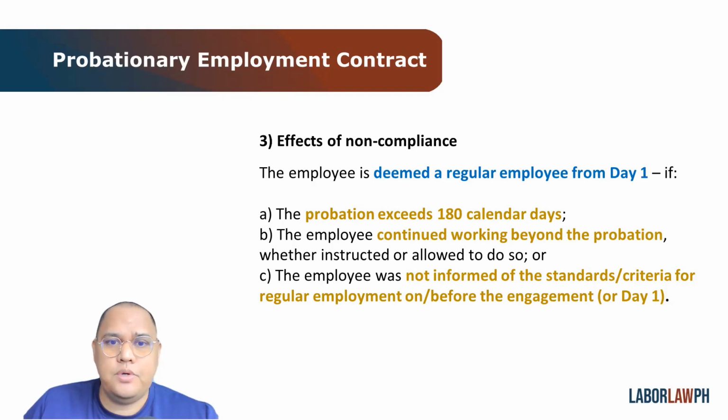Okay. In these situations, number one, the probation exceeds 180 calendar days. That's why it's very critical, again, that you should stop a probationary employee from continuing his or her work after the probationary period. So the limit is only 180 calendar days, don't go beyond it. Number two, that's what we referred to earlier, the employee continues working beyond the probation, whether instructed or allowed to do so. Now, before I continue with the last one, number three, let's stop here for a while regarding continuing probation in relation to extension, probationary extension.